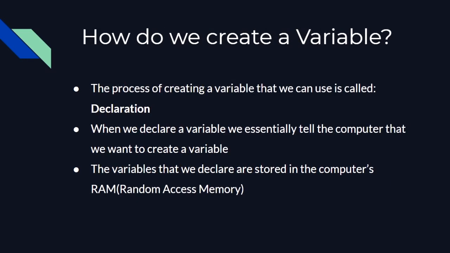Alright, now that we have established what a variable is and what it can do, we want to know how do we create a variable. Now, the process of creating a variable is actually called declaration. When we declare a variable, we essentially tell the computer that we want to create a variable. The variables that we declare are stored in the computer's RAM. Now, if you don't know what RAM is, it actually stands for random access memory.